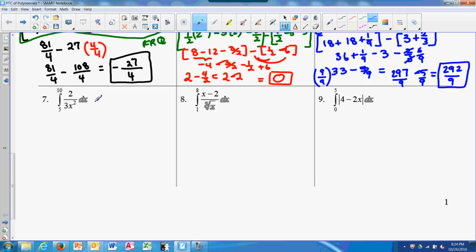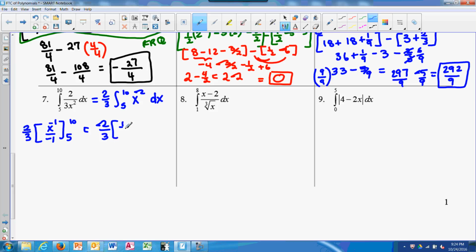For number 7, I'm going to factor out the 2/3 constant. That leaves me with 1 over x squared, which I'll rewrite as x to the negative 2 dx. So I'm going to hold the 2/3. Antiderive x to the negative 2, I get negative 1 over negative 1 from 5 to 10. So I can factor out the constant and just have a negative 2/3, 1 over x from 5 to 10.